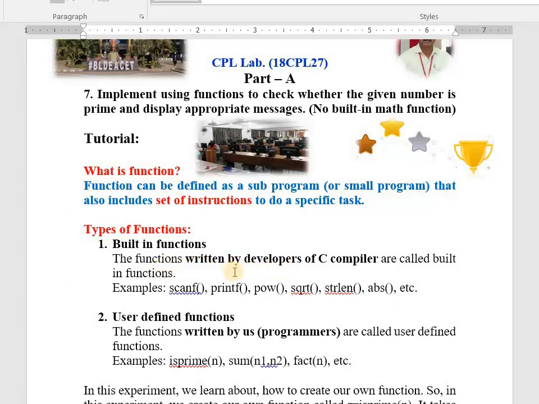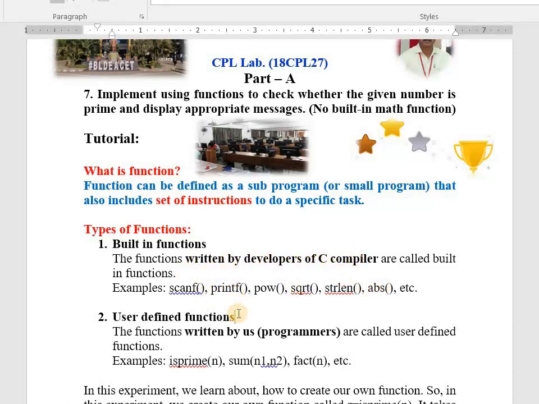In every C program we use scanf. Whether we created it? No, that is built-in. Printf we use, that is built-in. Power we use, from math.h, x raised to n how much? Built-in function. Square root we use, built-in function. String length we use, built-in function. Absolute we use to convert the value from negative to positive, that is built-in function. What are built-in functions? The functions written by developers of C compiler to do specific tasks are called built-in functions.